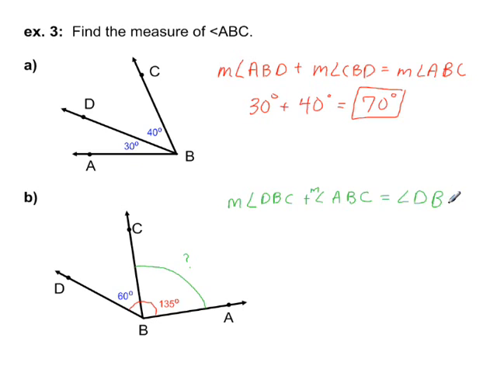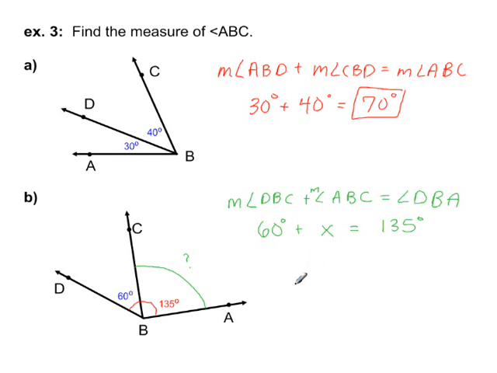Okay, so let's fill in our blanks here. I've got DBC. DBC is 60 degrees. ABC, that's what we don't know. That's my question mark, so let me fill this in as an X since we don't know what it is. And DBA, that entire measurement is this 135 degrees. That's denoted by our arc.